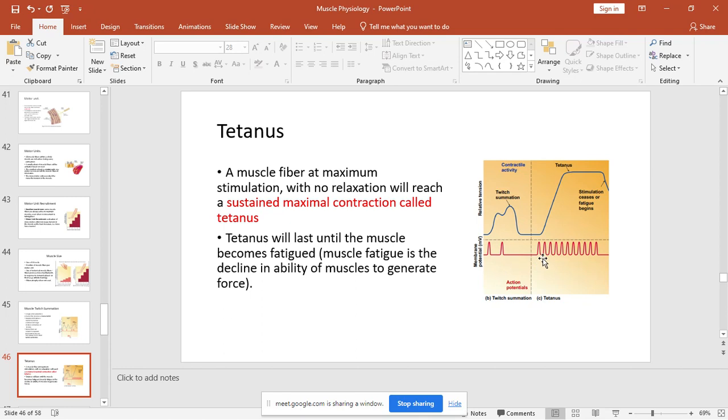you have action potentials arriving at the muscle without giving it any chance to relax, what are you going to have? You are going to have sustained maximal contraction of the muscle, as you can see by the plot here. There's buildup of tension, and it is maximal, and it is sustained. There is no relaxation. This sustained maximal contraction of the muscle is referred to as tetanus.